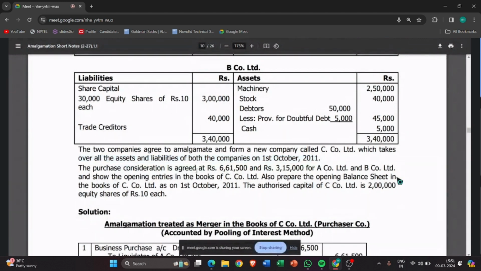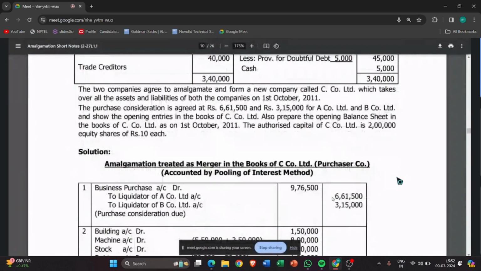The consideration is to be paid off at this amount and this amount for A company and B company. So we are given the purchase consideration of both the companies separately, and we have to show the opening entries in the books of C. Also prepare the opening balance sheet in the new company, that is in the books of C Company Limited as on 1st of October. The authorized capital is just information with which C Company has been started off. So in the new balance sheet, we will show only 2 lakhs as information.